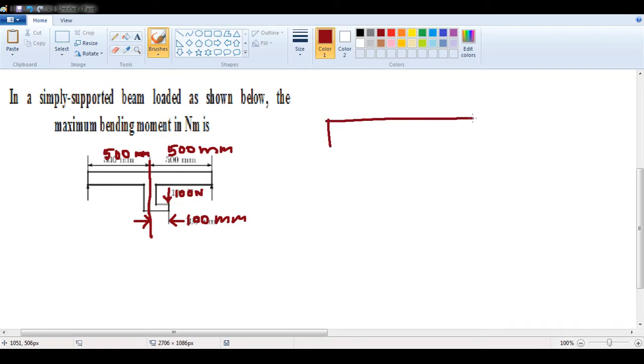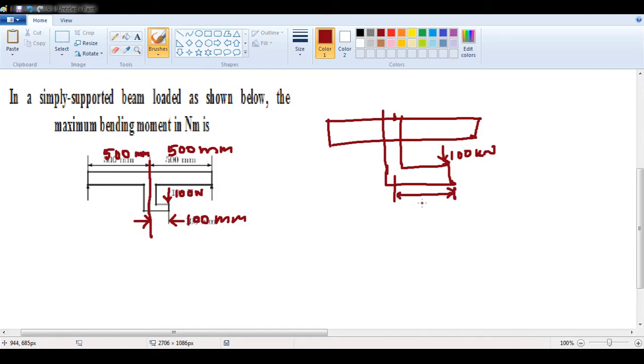Basically, there is a beam like this, and this is the center. From this distance, there is one more channel like this, and this is 100 Newton, at a distance of 100 mm. This is 500 mm, this is 500 mm. Clear?